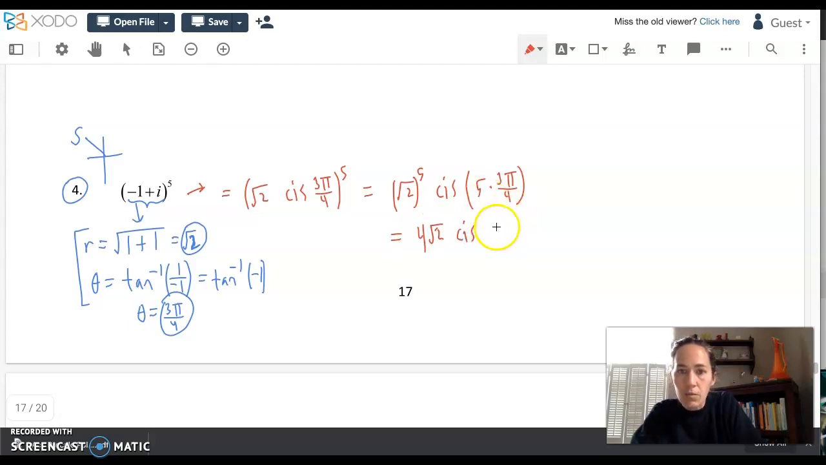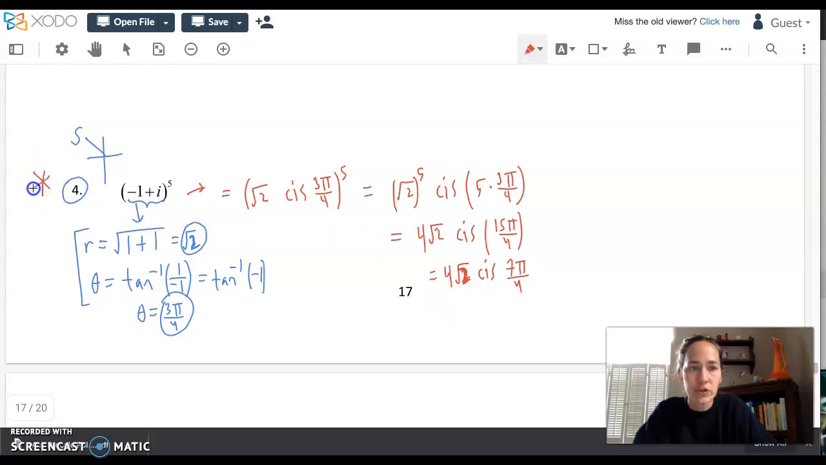Cis. Over here we have 15 pi over 4. You can leave it as that, or maybe we'll recognize it better if we get something lower that's coterminal. So this is exactly 4 square root of 2 cosine plus i sine. And 15 pi over 4 minus 2 pi gives you only 7 pi over 4, which is more in my wheelhouse, where I can think about its exact values one time around the unit circle.